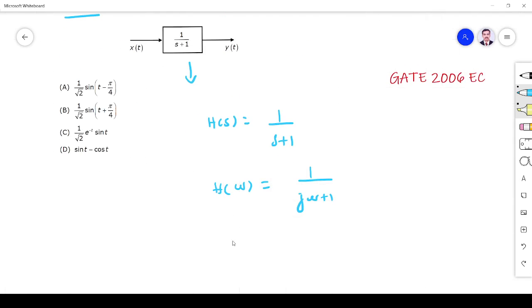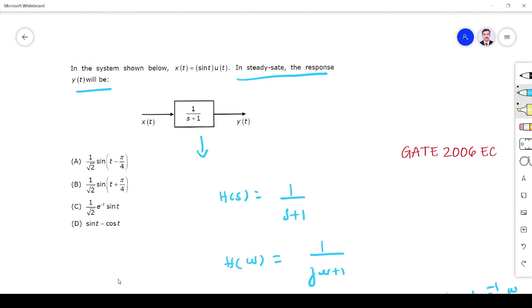So what is the magnitude? The magnitude of the frequency response is 1 by root of omega squared plus 1. That is the first thing. And what is the phase of h of omega? Phase is nothing but minus tan inverse of omega by 1.